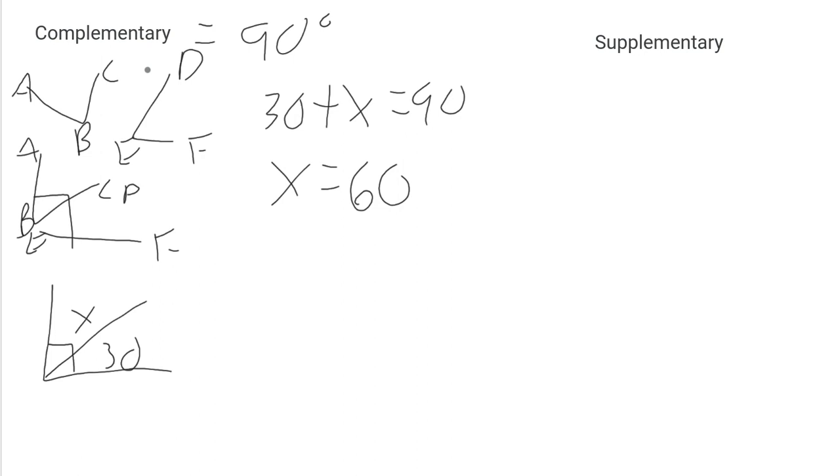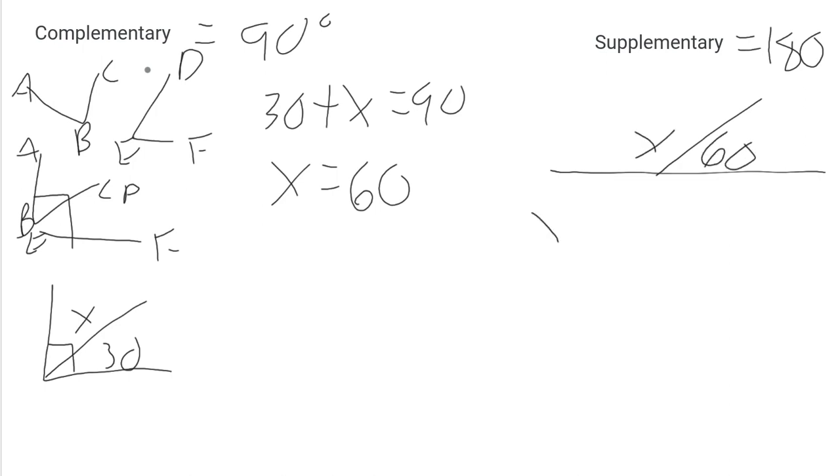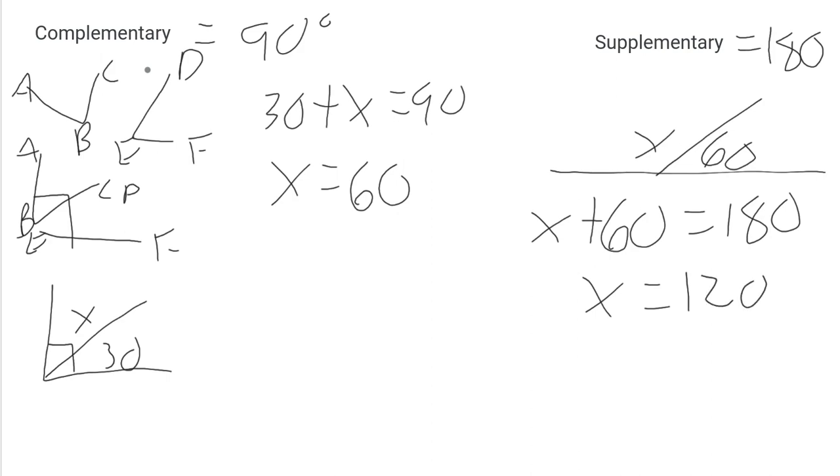Supplementary means that they add up to 180 degrees. So a straight line is 180 degrees. If it gets cut and they say this is 60, what's x? You would do x plus 60 is equal to 180, and then solve for x, so x is 120.